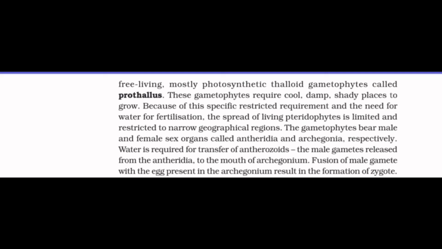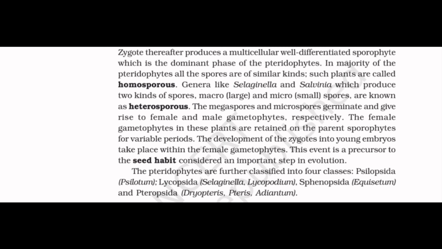This gametophyte bears male and female sex organs called antheridia and archegonia, respectively. Water is required for transfer of antherozoids. The male gametes are released from the antheridia to the mouth of the archegonium. Fusion of the male gamete with the egg present in the archegonium results in the formation of the zygote. The zygote thereafter produces a multicellular, well-differentiated sporophyte, which is the dominant phase of the pteridophytes.